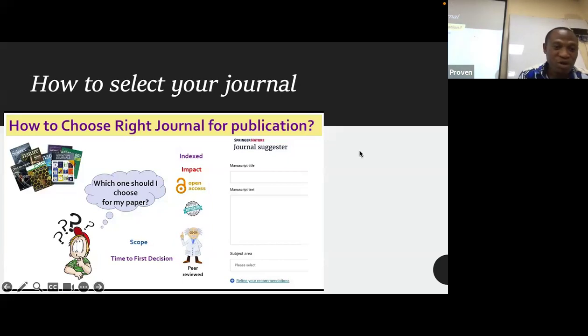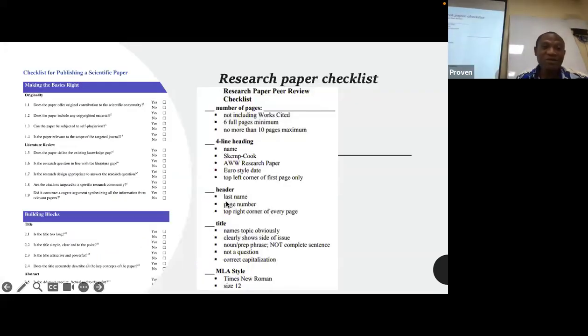But yeah. Okay, so after you have selected your research journal, then you need to select the research paper checklist. You need to work on the checklist. You need to read the instructions they are giving to you as an author to submit your work and check it.